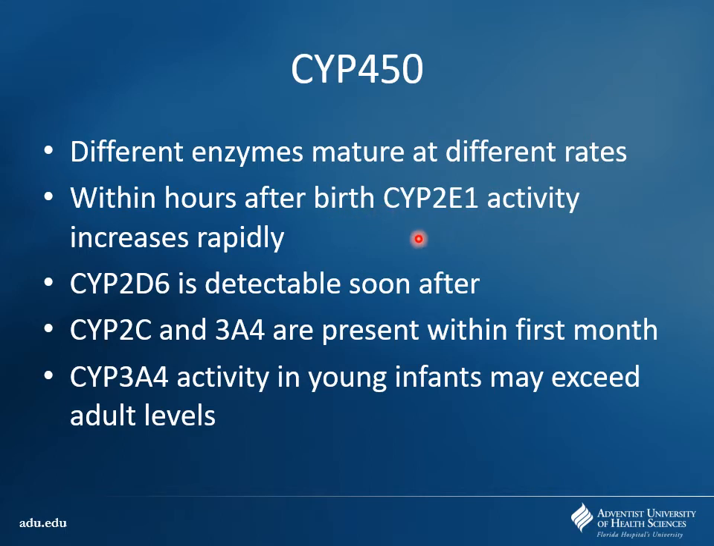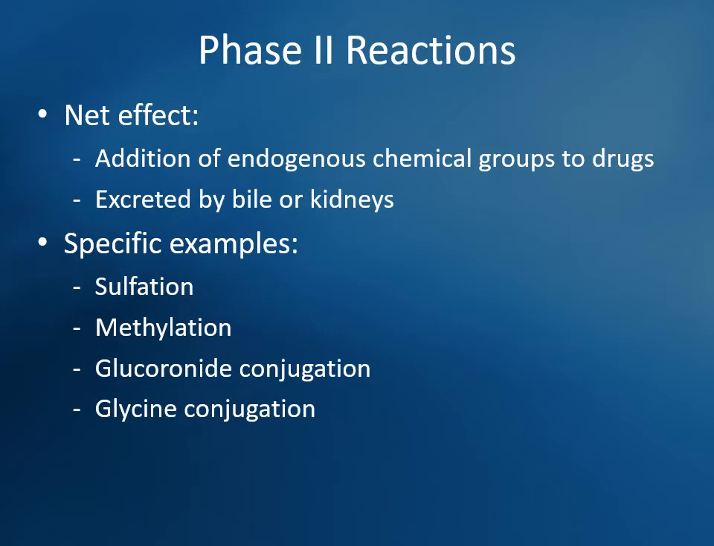So, for instance, 2E1 activity within a few hours of birth starts to get expressed and can increase pretty rapidly. CYP2C families and 3A4 are present within the first month or so, but early on may not really be there in any appreciable amounts. And in some cases, by the time they're young infants, you may find 3A4 activity levels actually go above what a normal adult would be, right? It'll eventually balance out, but it can have a spike and then go back down to some degree. So it just depends on the patient you're dealing with.